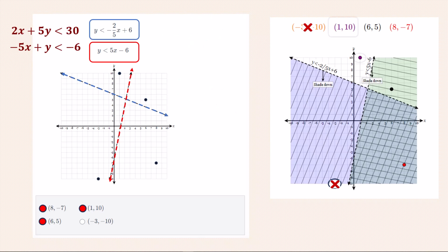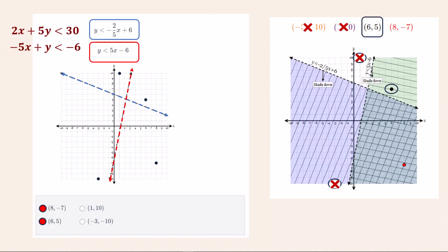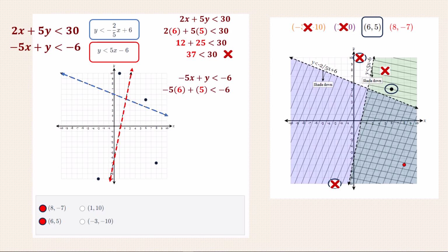The next point we'll try is the one in the upper left area, 1, 10, which clearly is not in either shaded area, and mathematically does not work either, since the first inequality shows a false result, and so does the second. We eliminate this choice as well. The third point we'll try is the one in the upper right, 6, 5, which clearly is in one of the shaded areas, but is not in the other. Substituting the x and y values of this point shows the first inequality result to be false, but the second one to be true. Nevertheless, we eliminate this point.